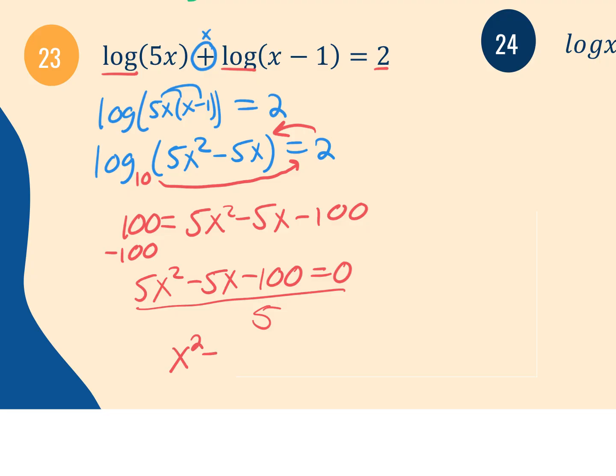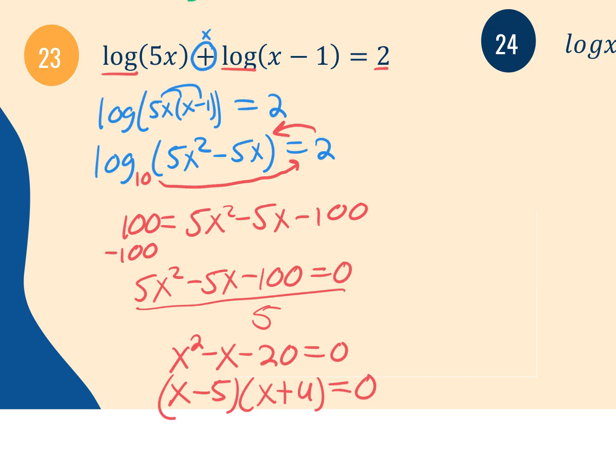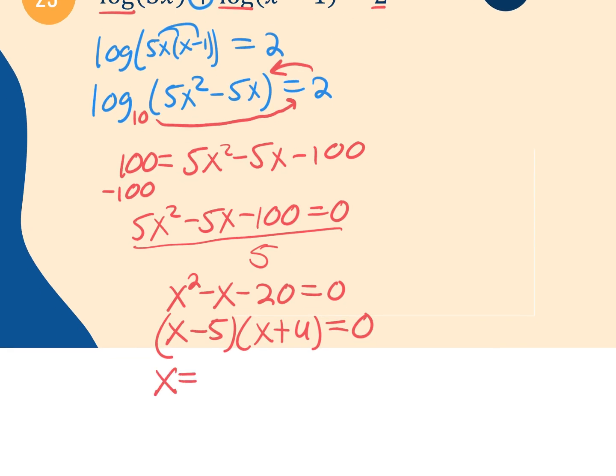All right, we get x squared minus x minus 20 equals 0, and then we should get x minus 5 and x plus 4 equals 0. All right, and the factoring part should be easy, right? We get x equals 5 and x equals -4.